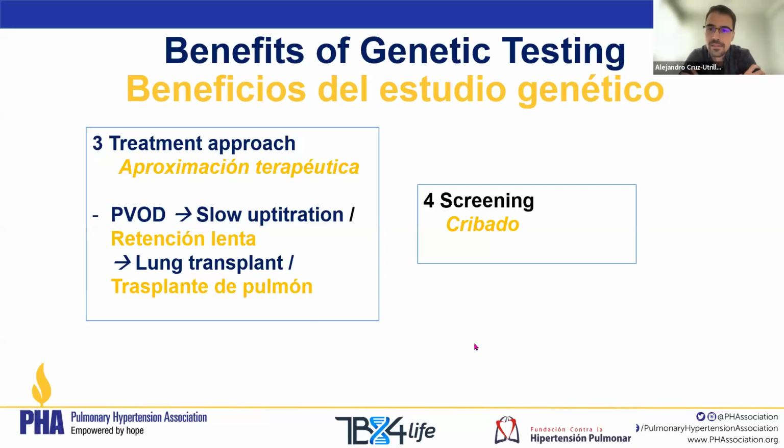And finally, as Dr. Austin said before, we can have a genetic mutation in an index case, and this is very important because we should use genetic testing in first-degree family members to screen for new cases of PAH. So this is my final slide.